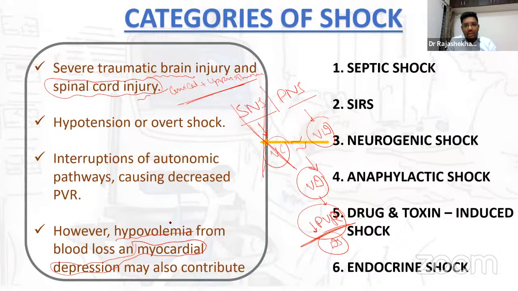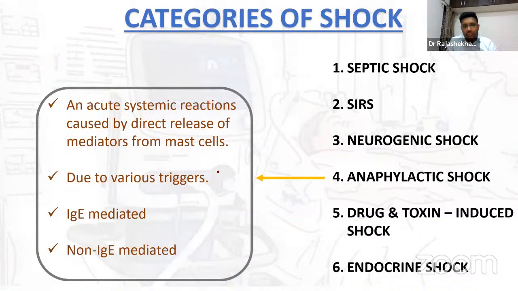Then anaphylactic shock, we know this is IgE mediated, sudden severe allergy reaction, in which there is an acute systemic reaction caused by the mediators of the mast cells.